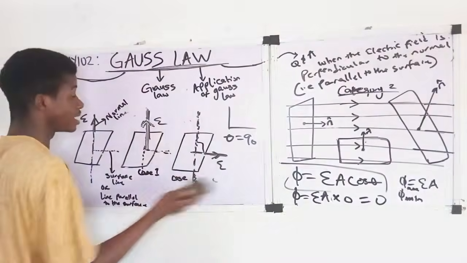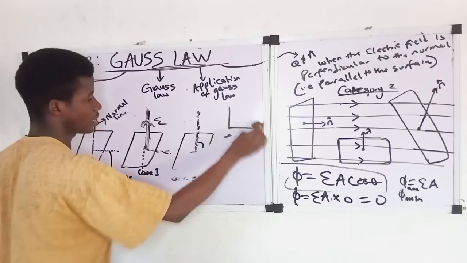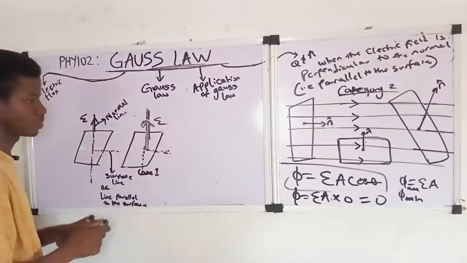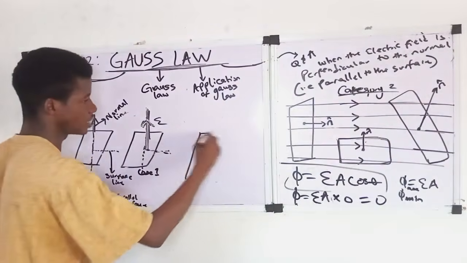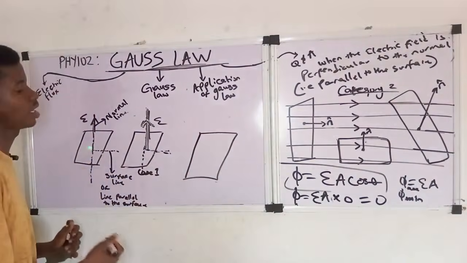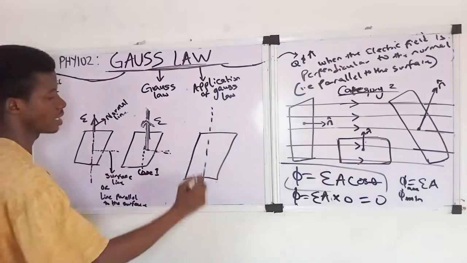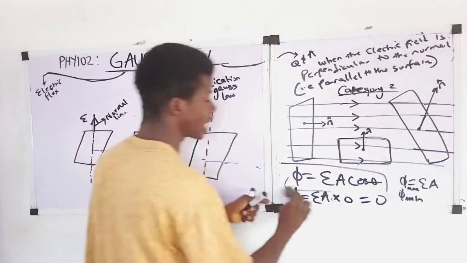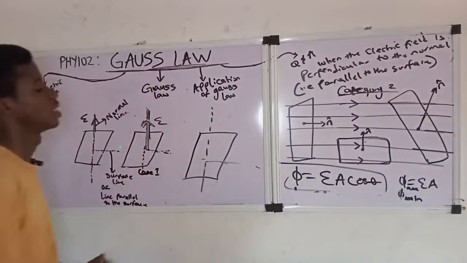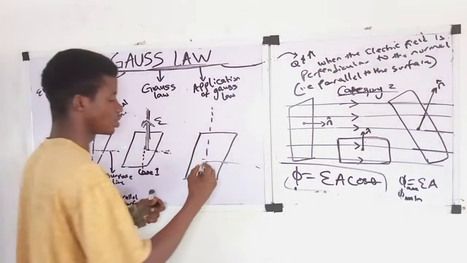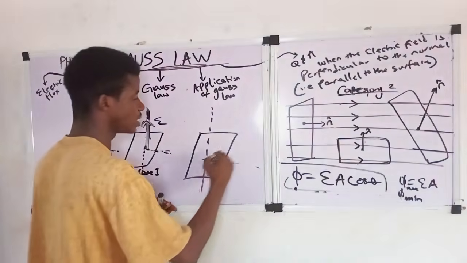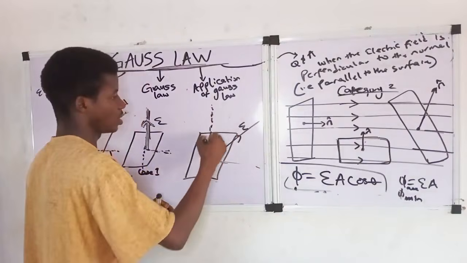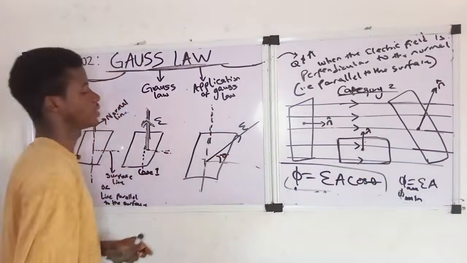Yes. Now the last category. Let me clean this one. The last case, which is case 3. So this is the object, this is the surface. We all know that this is the normal line, and this one is the line parallel to the surface. Now in this case, when the electric field is at an angle, okay?